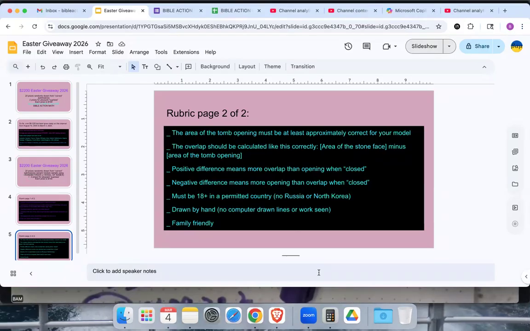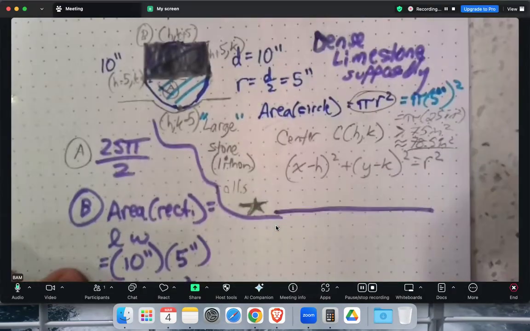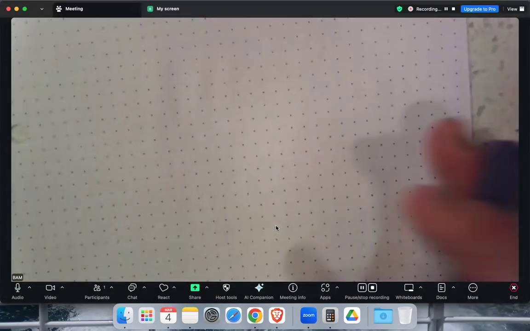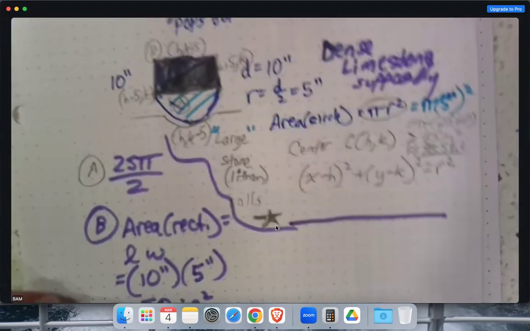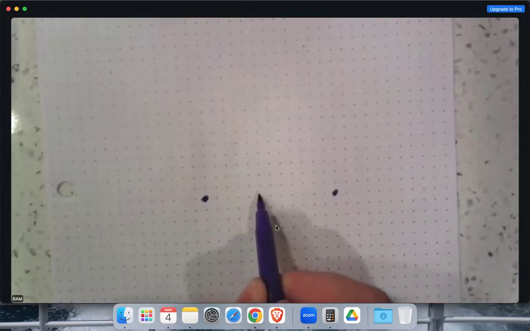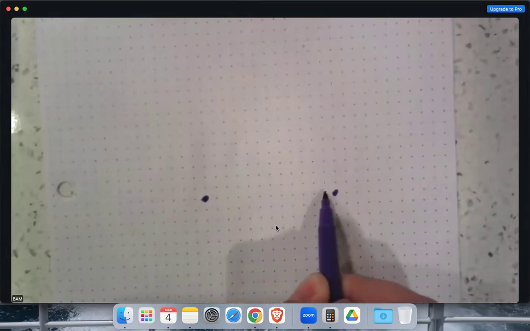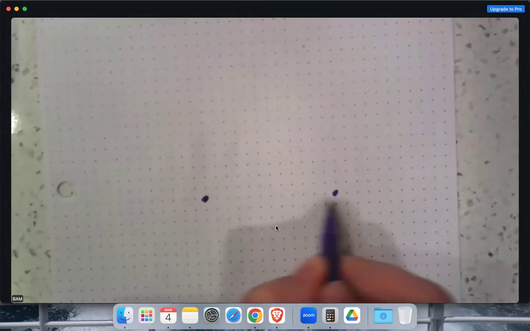And then it also says the area of the tomb opening must be at least approximately correct for your model. When I was researching this, the idea was that people would typically stoop to get into the tomb. Let's say this stone is way too small right here, but let's make a more realistic opening. We could change the scale. So we have 1, 2, 3, 4, 5, 6, 7, 8, 9, 10, 11, 12. We got 12 units.